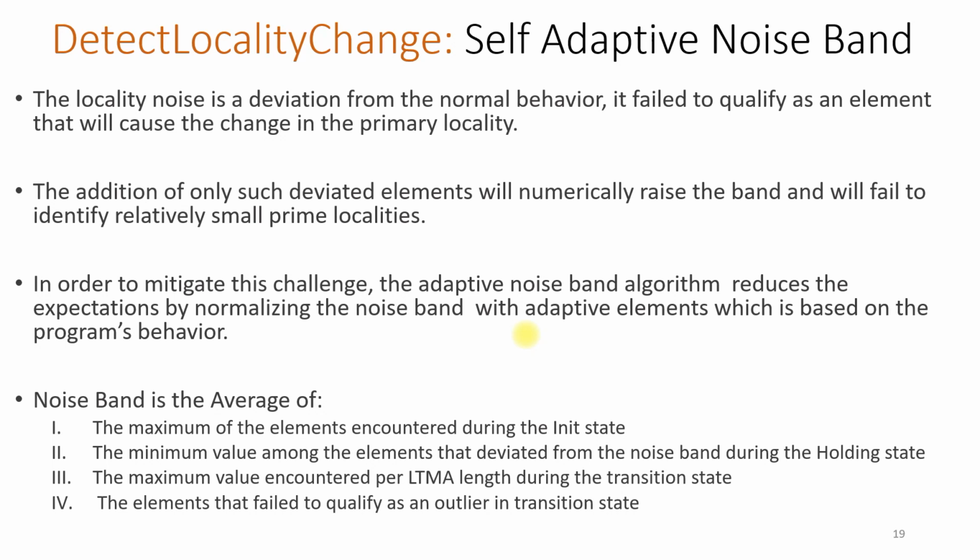In order to mitigate this challenge, the adaptive noise band algorithm adds itself with some adaptive elements that will normalize the noise band. So basically the noise band is the average of the maximum of the elements encountered during the init state, the minimum value among the elements that deviated from the noise band during the holding state, the maximum value encountered per LTMA length during the transition state, and the elements that fail to qualify as an outlier in the transition state.